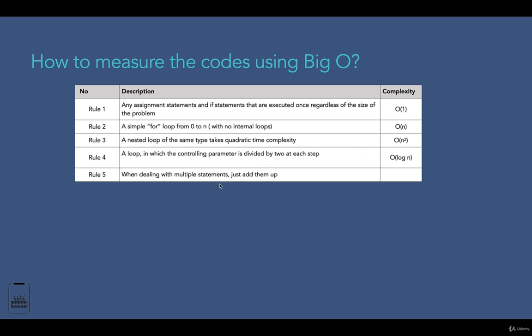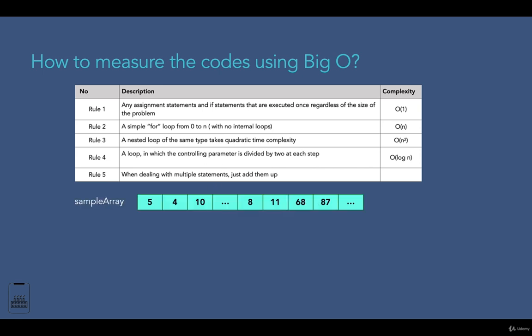And the fifth rule, which is the last one, is that when dealing with multiple statements, we are just adding them. So these are the common rules that you need when you analyze any given code. Now let's see these rules on a given example.